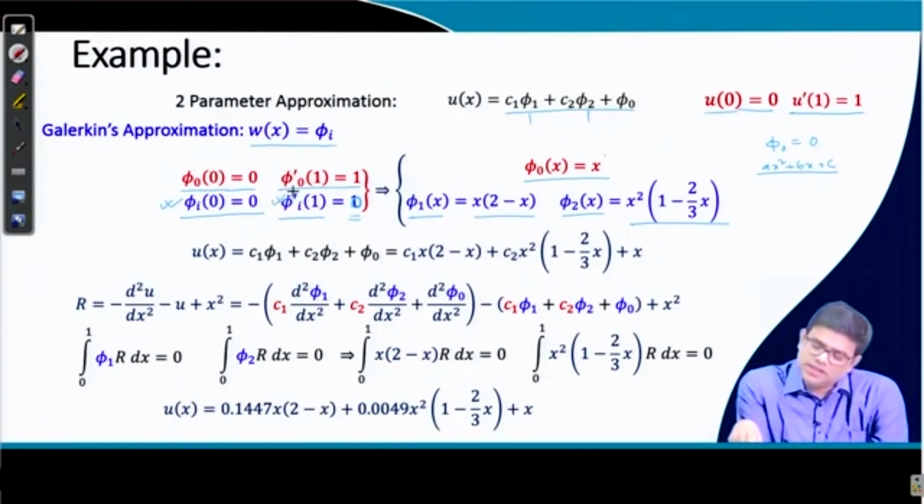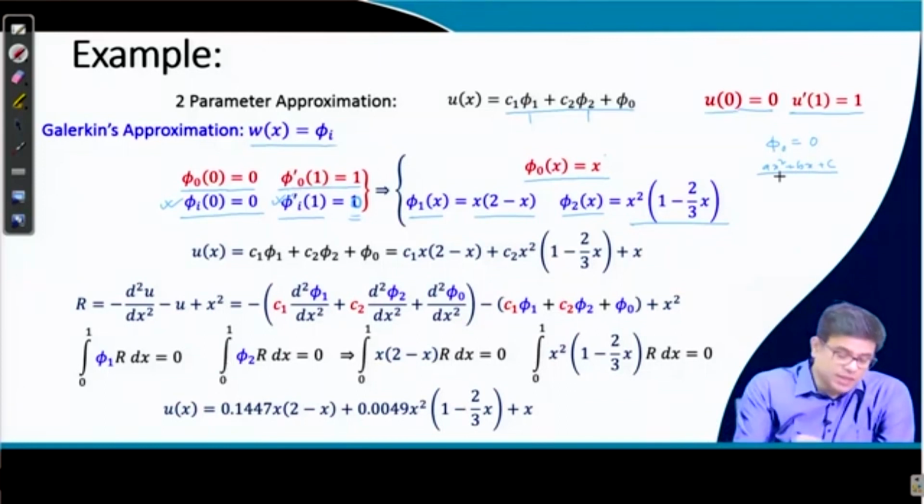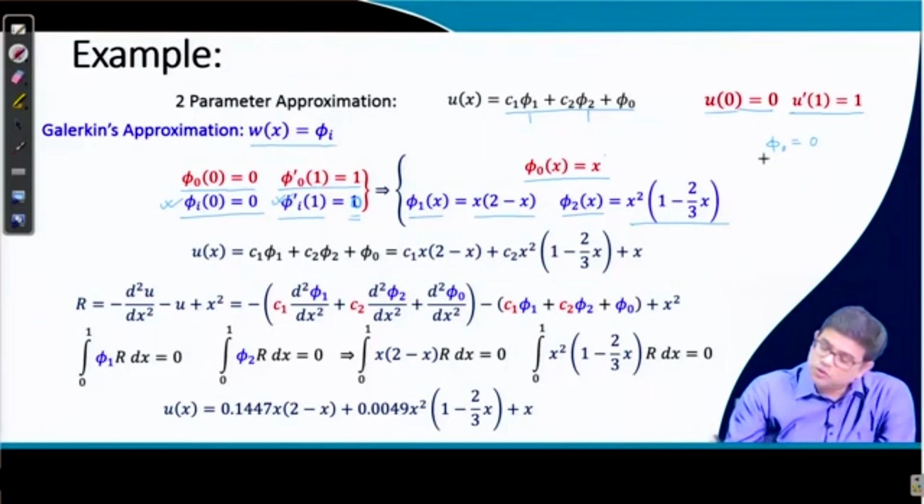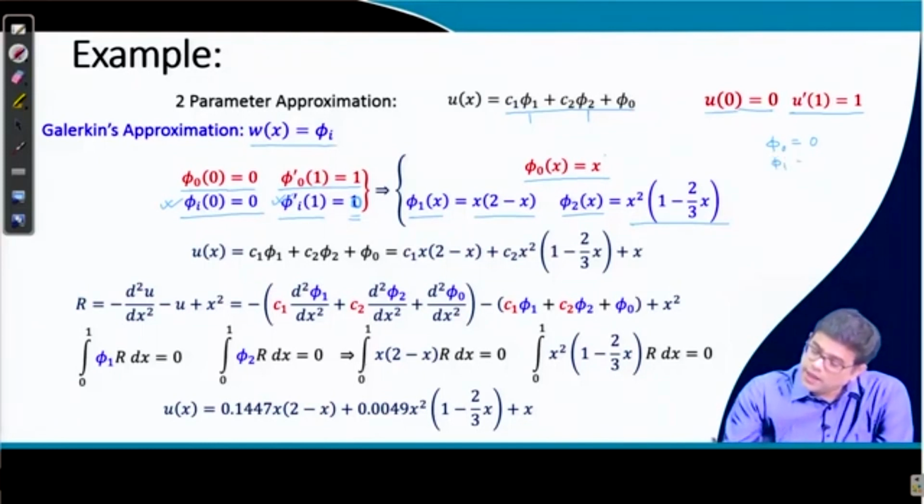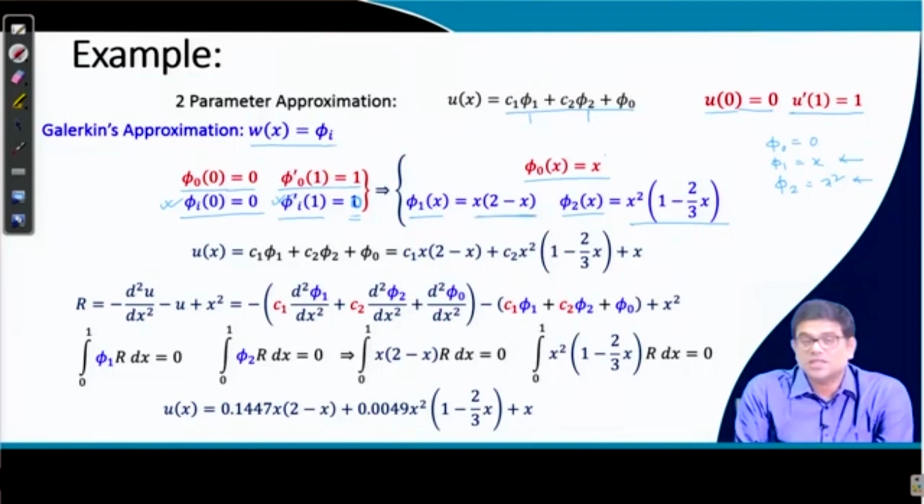If you look carefully, in the case of the Rayleigh-Ritz method, phi 1 was x and phi 2 was x square. So this one is linear and this one is quadratic. Now if you look carefully, the maximum highest order of polynomial present there is quadratic, and here the highest order is cubic.